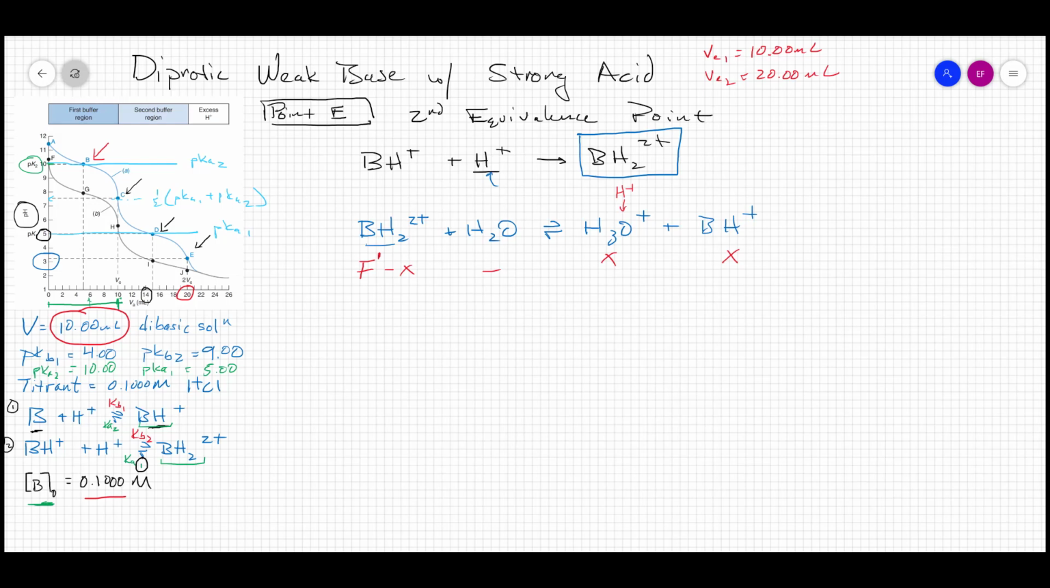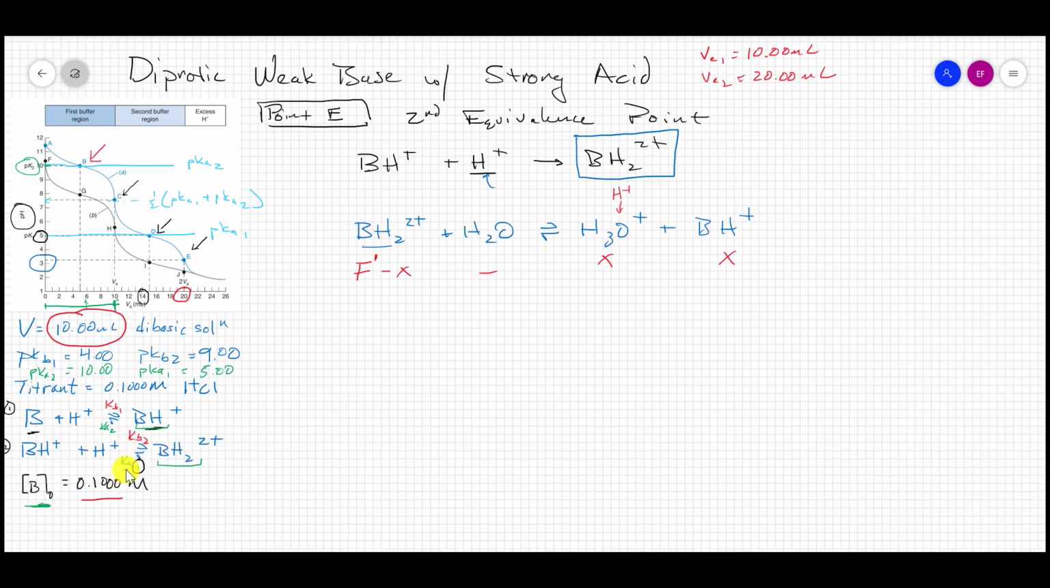At the same time, let's be clear what K we're using for this expression. So this is the fully protonated form in its first dissociation step. So that's got to be our first Ka. So this is going to be Ka1.